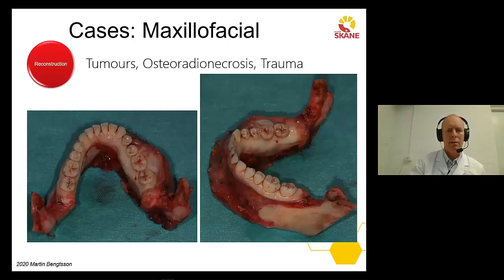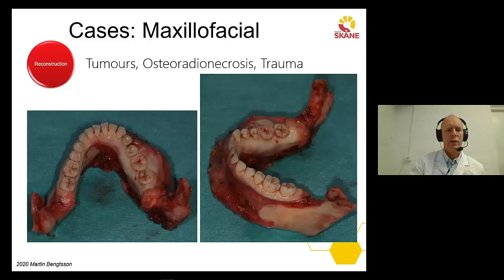We can also have other reasons for taking out tissues, and that could be necrosis of the tissue, that is death of the tissue, and we can also have trauma as a cause, and sometimes we have shotgun traumas, for example, that takes away a lot of the tissues.